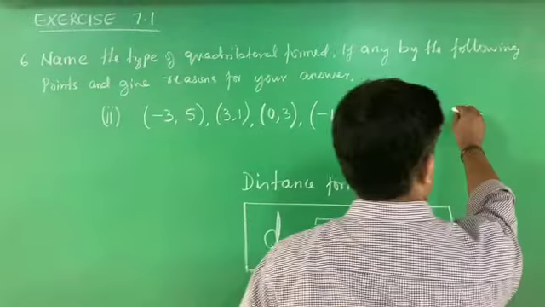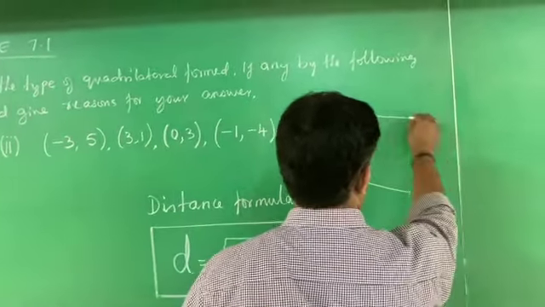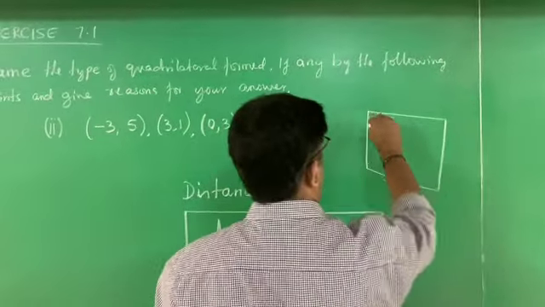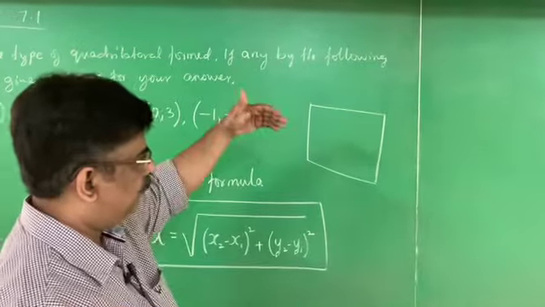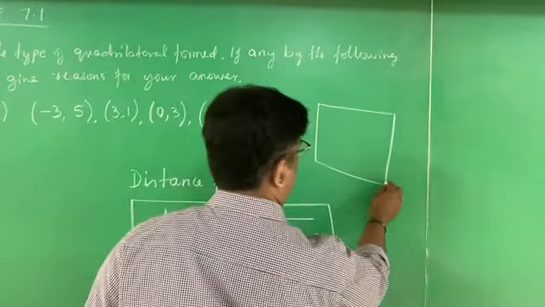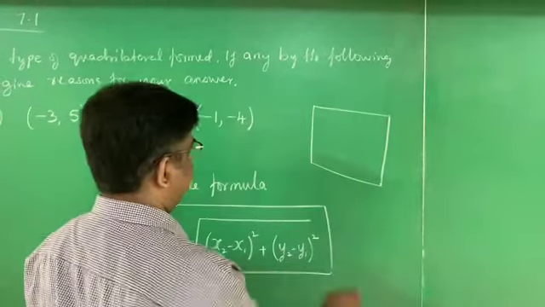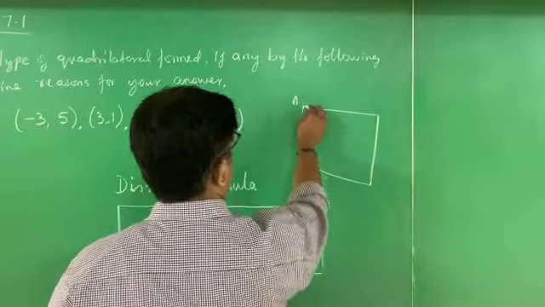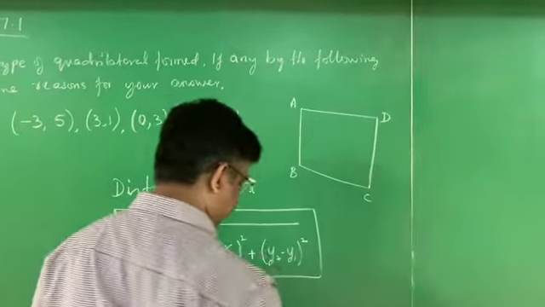Therefore, I write a quadrilateral. There is no need to draw it in a square or rhombus shape, whatever. Some shape, right? Because finally we tell what type of quadrilateral it is. I have written a quadrilateral, a closed geometrical figure having 4 sides. I name them ABCD. Any name you can give, ABCD, PQRS.